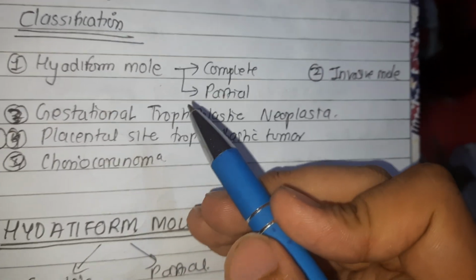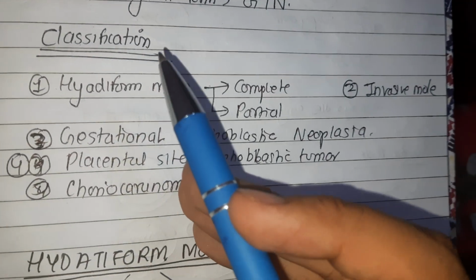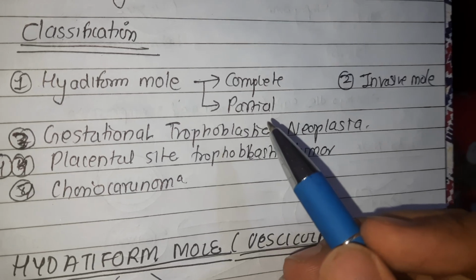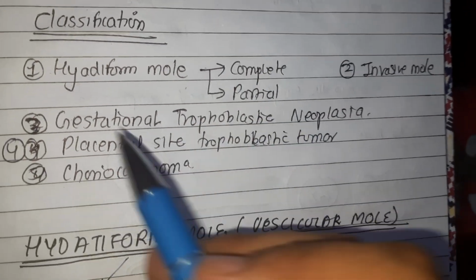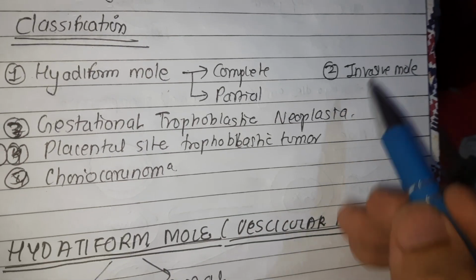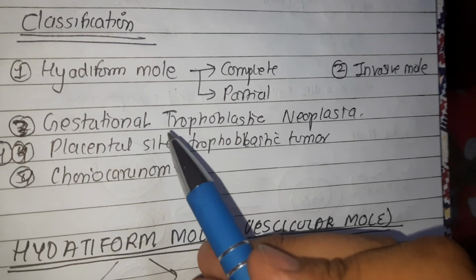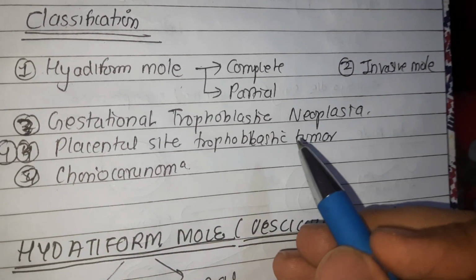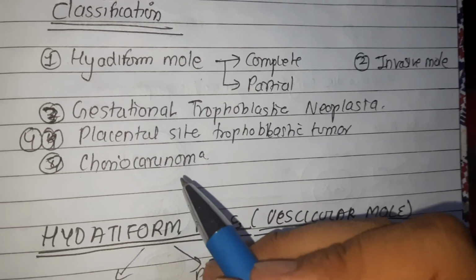So for classifying, we can say that GTDs are classified as hydatidiform mole, which might be complete or partial. Secondly, we have the invasive mole. Thirdly, we have gestational trophoblastic neoplasia. Fourthly, placental site trophoblastic tumor, and fifth is choriocarcinoma.